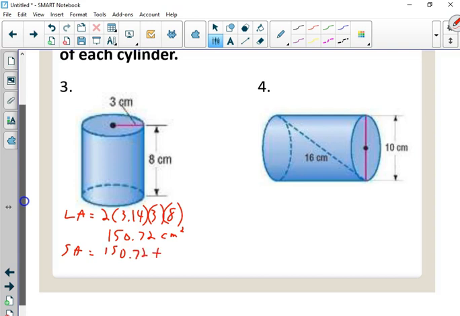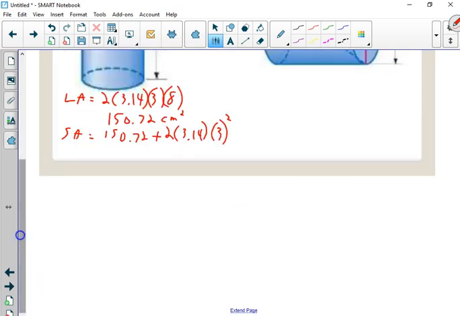The surface area is going to be that plus 2 pi r squared. 2 pi r squared. 3 squared is 9, times 2 is 18. 18 times 3.14 is 56.52 plus 150.72, which is 207.24 square centimeters. And remember, surface area should always be more than the lateral area because you're adding the lateral area into it.